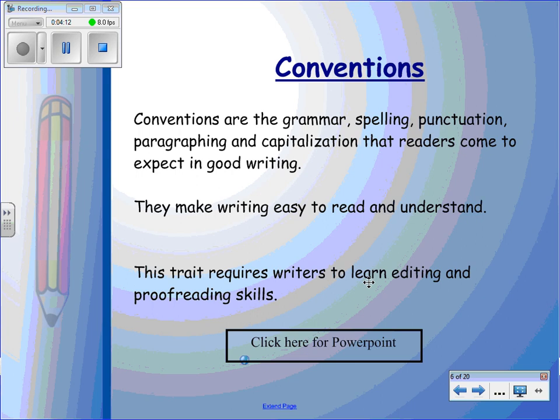Basically, as long as you can proofread and edit, you can fix your conventional mistakes.